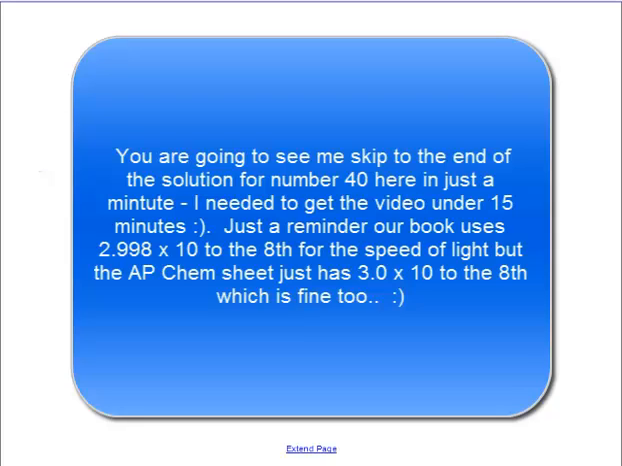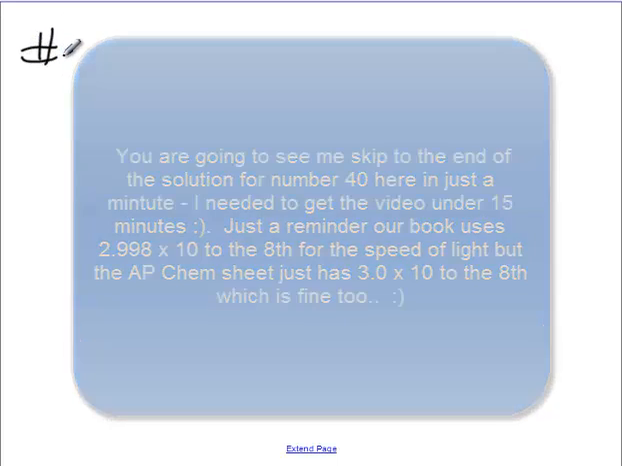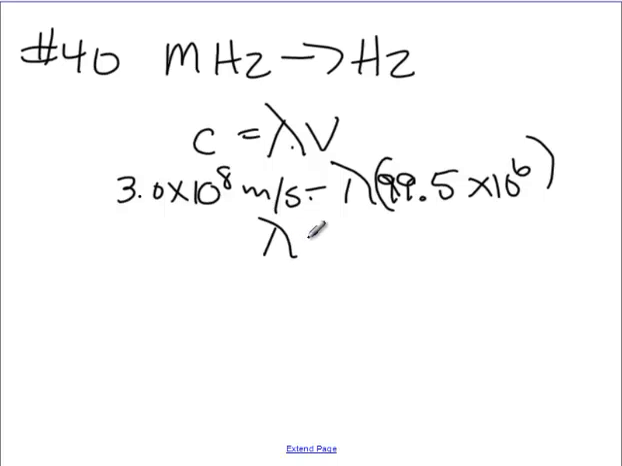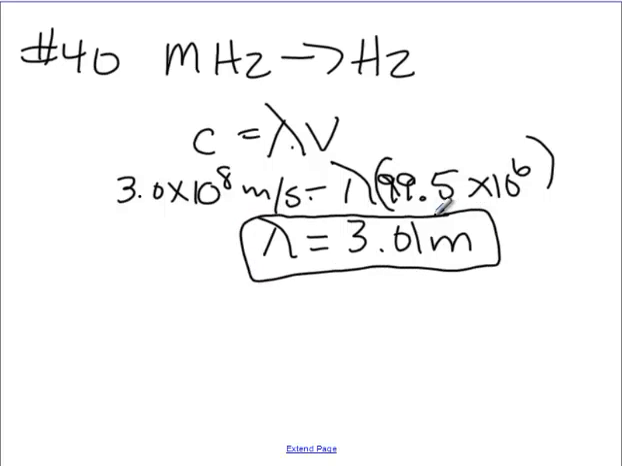Now, the first even one I had not given you a solution to yet was number 40. But when you plug and chug, your answer for the wavelength should have come out to be 3.01 meters. Okay? And that's where we would have solved that one. All right, the next thing that I want to do is jump up to 68 and 69.